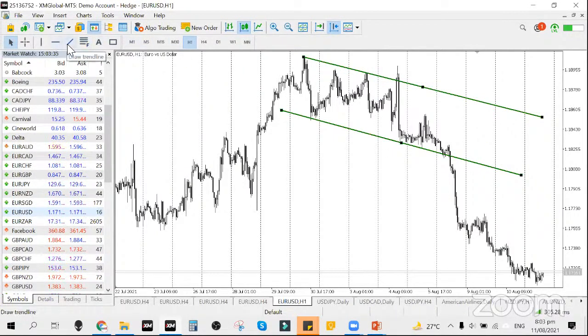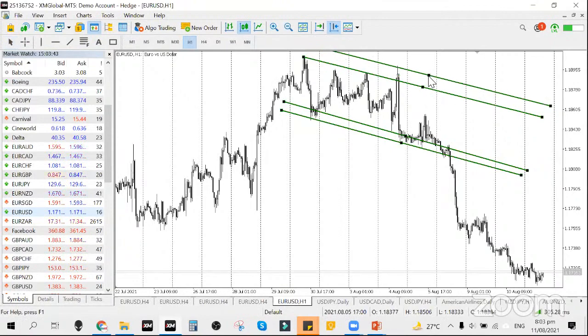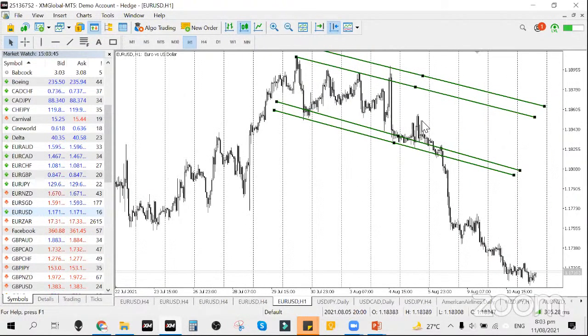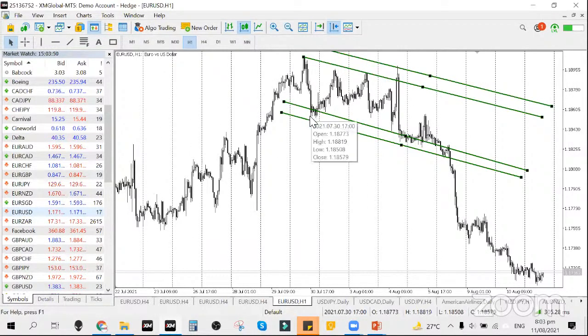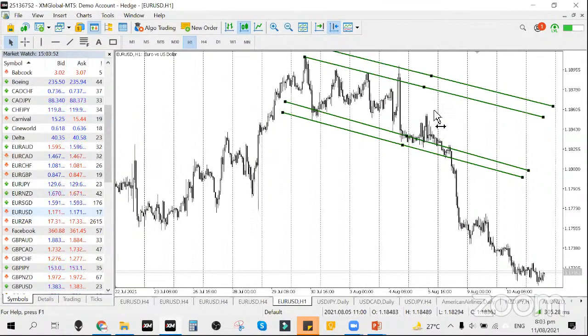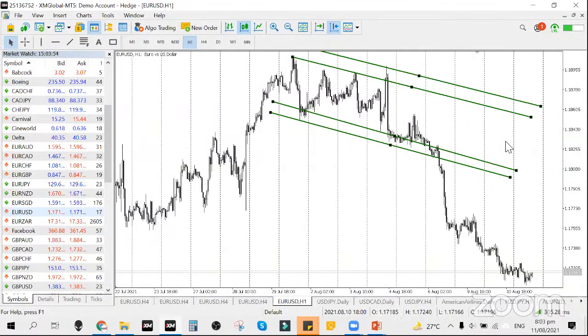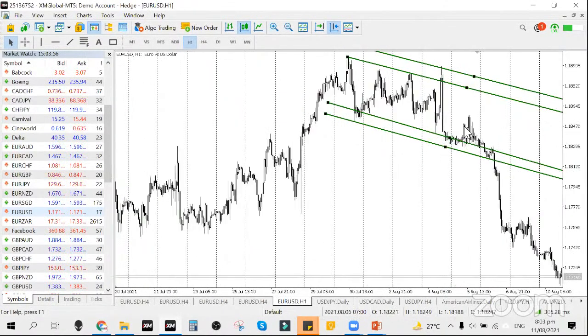Mahirap gumawa ng area from it, no? Pwede rin naman, this is like your area for your support, no? This is an area for your resistance. Pwede din naman, so you can do that a little bit, but it takes a little bit of practice, no? So ganun pa rin yung concept. You're looking at the wicks of the candlestick, pwede mo pa rin gamitin yon, pero at an angle lang sila. Okay?